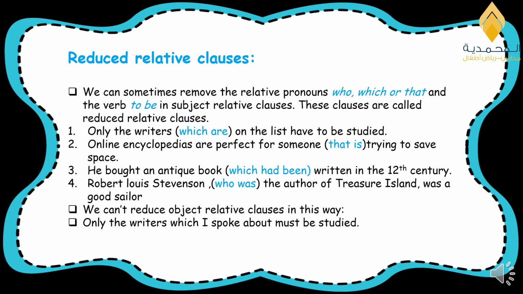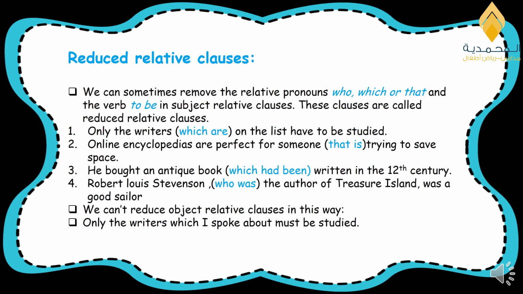Number three, he bought an antique book which had been written in the 19th century. I can remove which had been, and here I have the perfect form of the verb to be. So when I'm removing it, I will have a reduced relative clause. Robert Louis Stevenson, who was the author of Treasure Island, was a good sailor. I can say that Robert Louis Stevenson, the author of Treasure Island, was a good sailor.